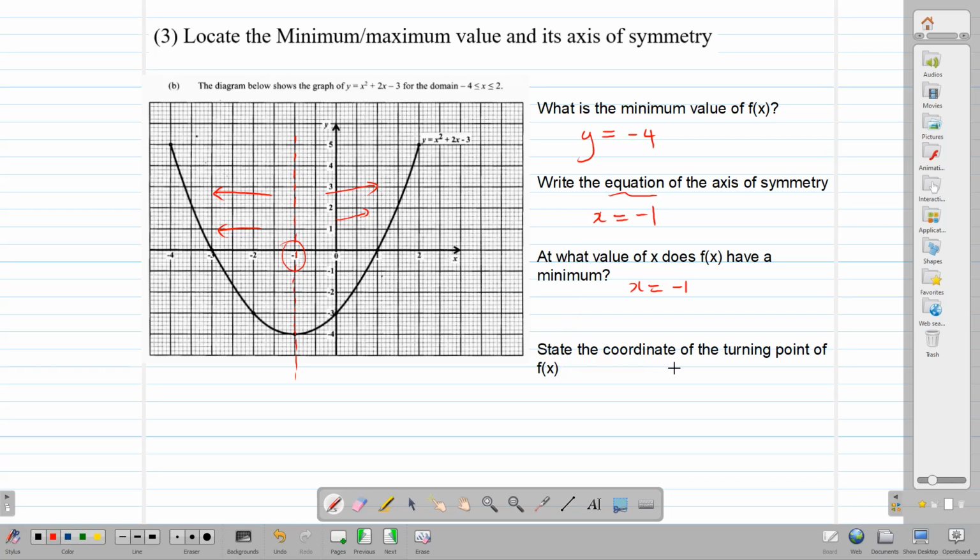Now we need to state the coordinate of the turning point. We have looked at this before. The turning point is this point on the graph where the graph turns, also called the vertex. The vertex is made up of two numbers, the x number and the y number, where the x number is your axis and the y number is your minimum or maximum. So in this question, the minimum is negative 4 and the axis is negative 1. Writing it in the form x, y, we have negative 1, negative 4, and that is the answer for our turning point, the point at which the graph turns.